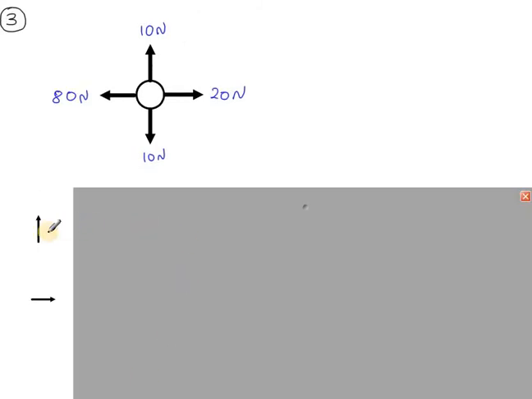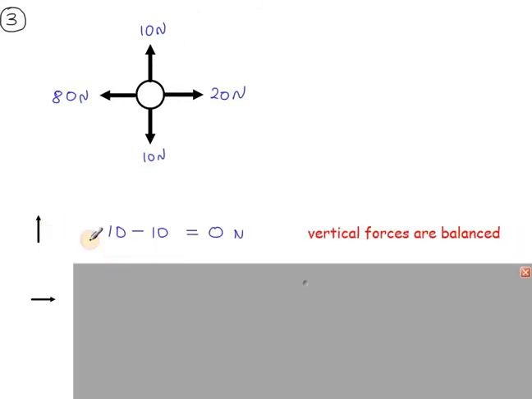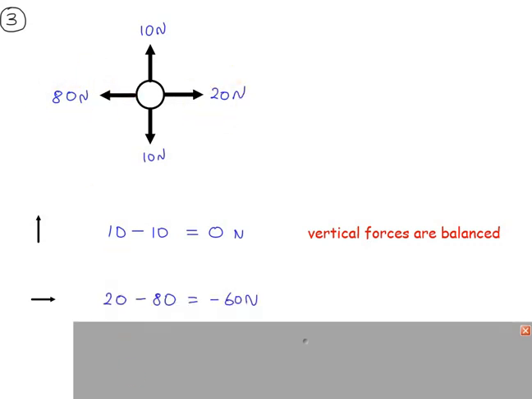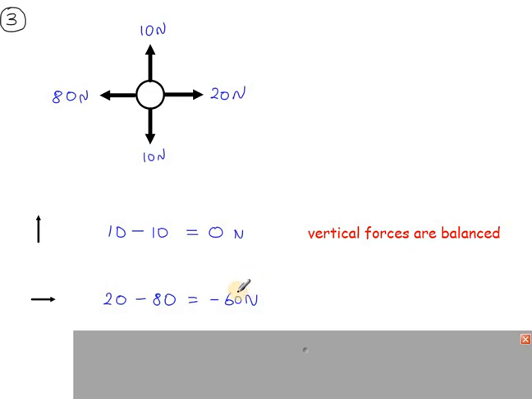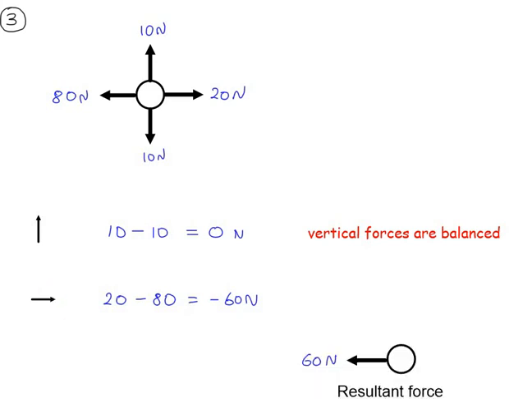Example 3, looking at forces vertically, upwards direction is positive, so it's that 10 minus this 10, 0 newtons, balanced forces vertically. Then horizontally, anything to the right is positive, so it's going to be 20 minus the 80, minus 60 newtons. So the magnitude of the force here is 60 newtons. The minus is telling me it's in the opposite direction to this arrow, so this will be my resultant force.